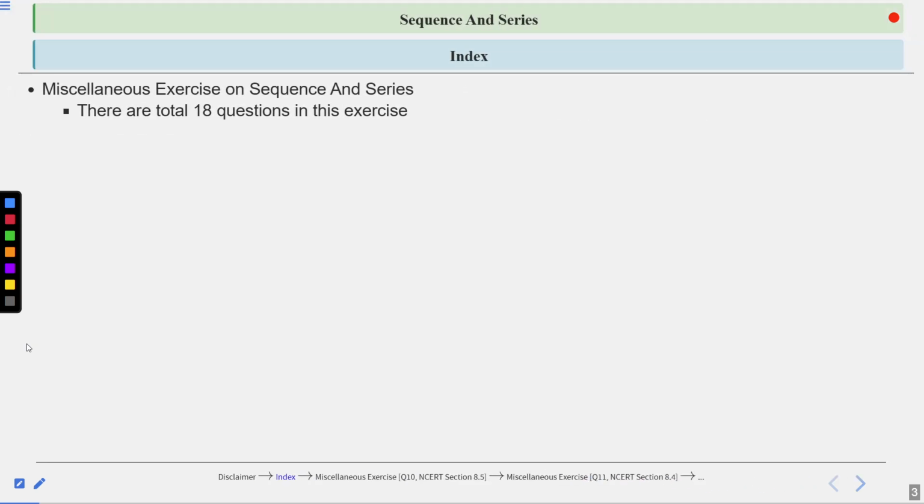So let us start. We will study the miscellaneous exercise on sequence and series. There are a total of 18 questions in this exercise, and we are going to cover questions 10 to 18.